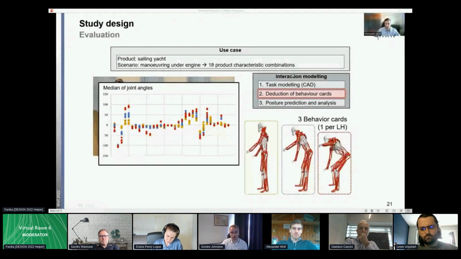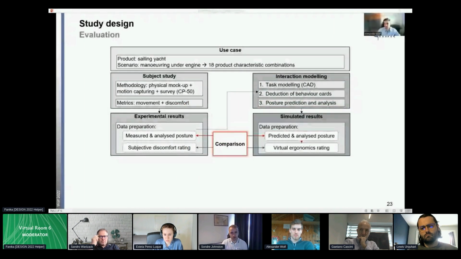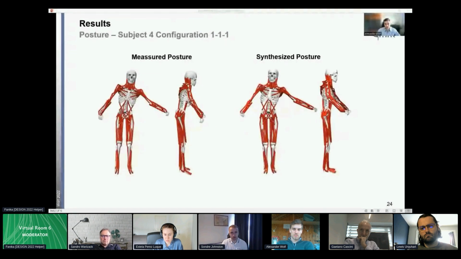After that, we use the kinematic constraints as well as the deduced behavior cards to predict the posture, which we analyzed consequently using the external forces you can see here. We use the same external forces for the dynamic analysis of the measured postures, so that we can compare the results afterwards. Now I want to show you the results.